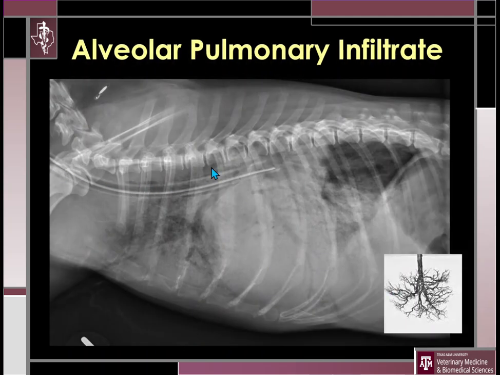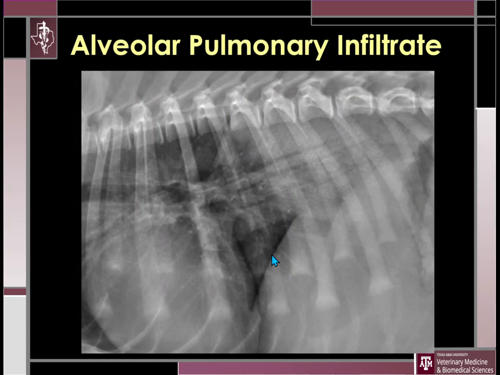This animal has an endotracheal tube, and then there's an alveolar pattern kind of in the ventral aspect of all the lung lobes. So I see the airway branching, do not see any vessels. I see the airway branching, I don't see any vessels, and there's uniform soft tissue or fluid opacity. And the same thing here, and there's only a little bit of more normal lung at this caudal dorsal periphery.